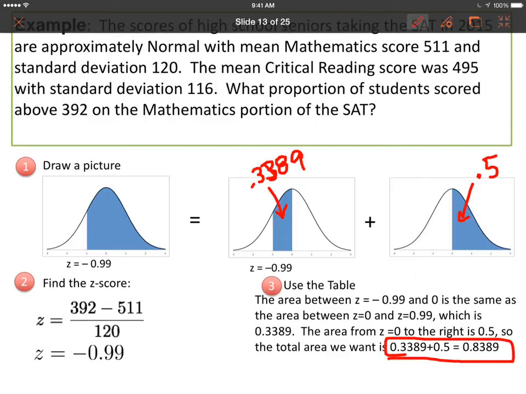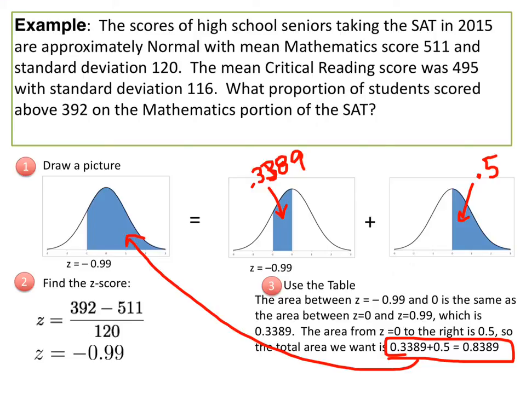All right, so again, what does this represent? This represents this area. It's the proportion of students that scored above a 392 on the mathematics portion of the SAT. So my last step should be to go back to the question and answer it. Okay, so we wanted to know what proportion of students scored above 392. Well, we just found it. About 83.89% scored above 392.